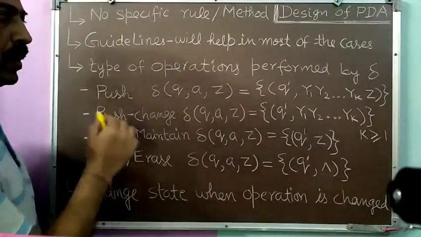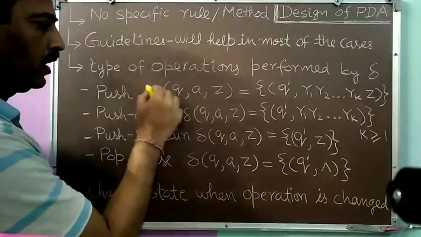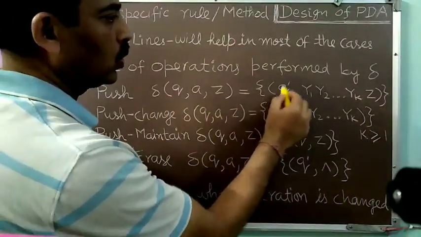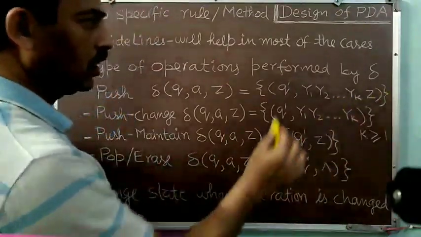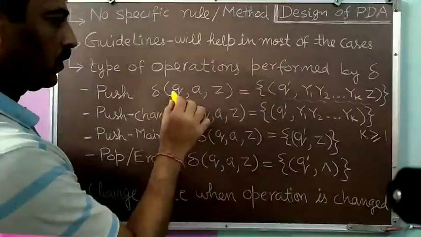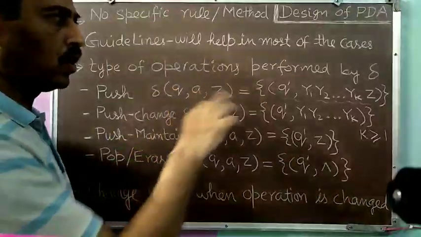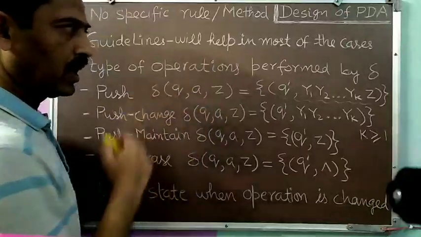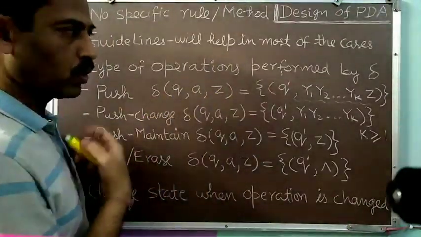In the simple push operation, we have the transition function in the form delta(q, a, Z) = (q', y1 y2 y3 ... yk Z). If we carefully look at this form, from q we have changed to the state q'. Here q' may be the same state as q or it may be a changed state as per the transition function. The input symbol a will get consumed and Z is the topmost push-down store symbol.